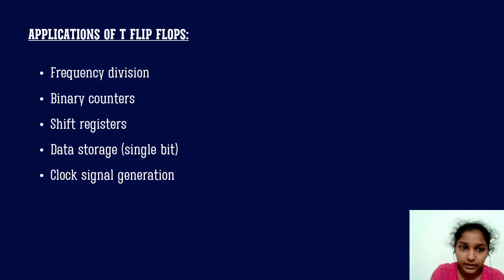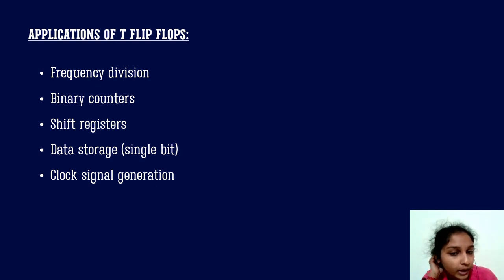Moving on to the applications of the T flip-flop. The first is frequency division. The T flip-flops can be used to divide the clock frequency by 2, which is useful in digital circuits where a lower clock frequency is required, and a T flip-flop can be used to generate pulses at a frequency that is a fraction of the input clock frequency.